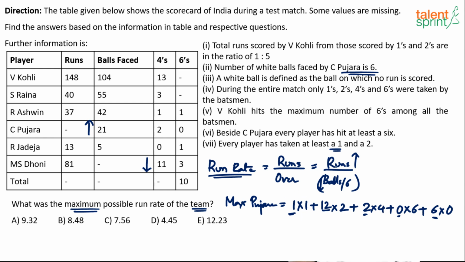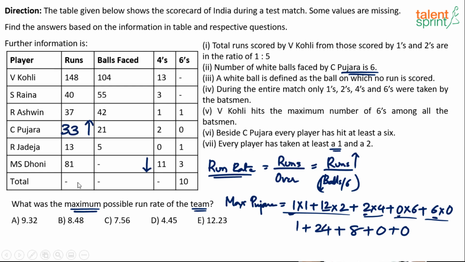He's taken only one single. Minimum one single has to be considered for every batsman. I am taking all the remaining balls as 2s because 4s and 6s are fixed. 4s, 6s and dot balls are fixed for Pujara: 2 4s, 0 6s and 6 dot balls. Remaining balls we have distributed in such a way that he gets only one single and the remaining 2s. So find out the score of Pujara. This is 1 plus 12 into 2, 24. 12 balls of 2 runs each. Then this is 2 into 4, 8. And this is 0 and 0. Right? So what's the maximum that Pujara can score? 24 plus 1, 25 plus 8, 33. 33 is the maximum that Pujara can score.